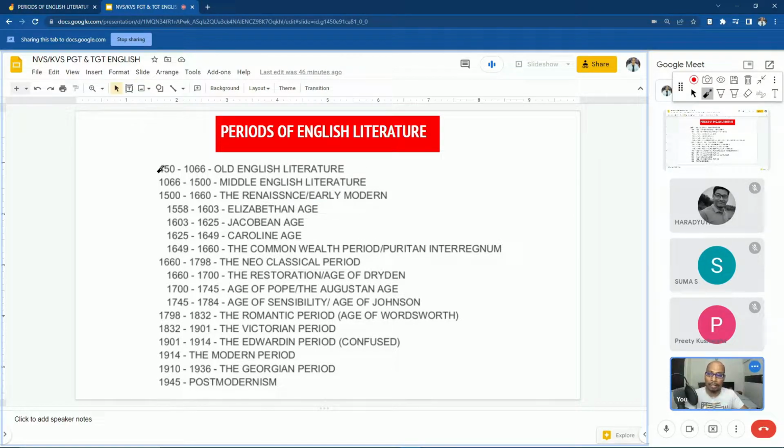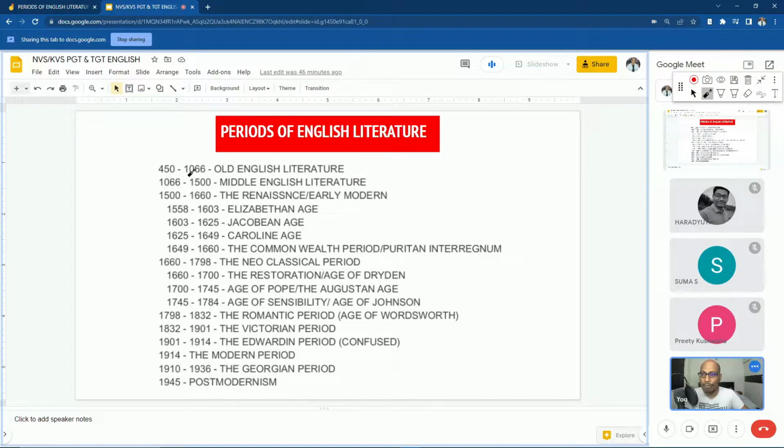I will explain these things in a very simple manner, then I will give you some time to memorize, and I will ask you questions based upon the periods of English literature. One or two questions you are definitely going to get from these periods. They will give you the age and ask for the period, or they will give you the years, like 450 to 1066, and give you four options about the different ages. So you need to know the combination properly. Okay, this is a mental exercise.